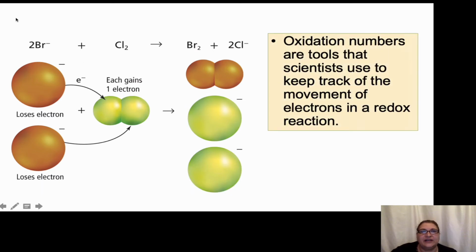So in this reaction right here, bromine goes from negative to zero. Anytime you see an element by itself without charges, that's a zero. So it goes from negative to zero, so it lost an electron. And chlorine went from 0 to -1, so it gained an electron. So just by looking at it, you know which one is giving up electrons and which one is receiving electrons. The oxidation numbers are just a tool that scientists use to keep track of electron movement.